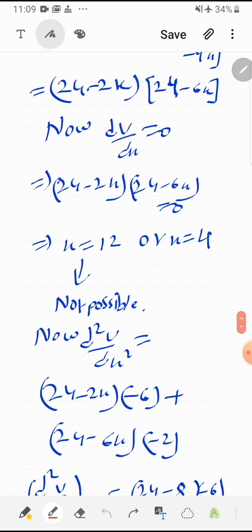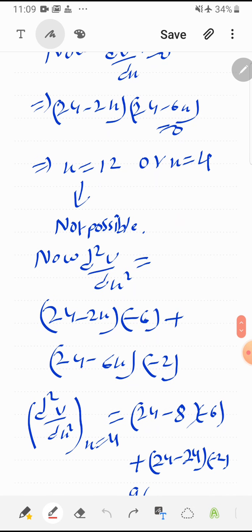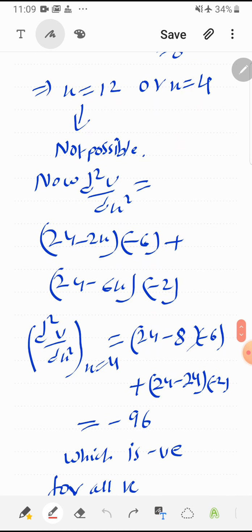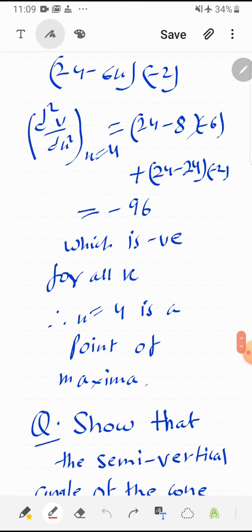Now the double derivative: again I am differentiating and putting x as 4. So we are left with minus 96, which is without x. That means it is negative for all x. So hence x is equal to 4 is a point of maxima.